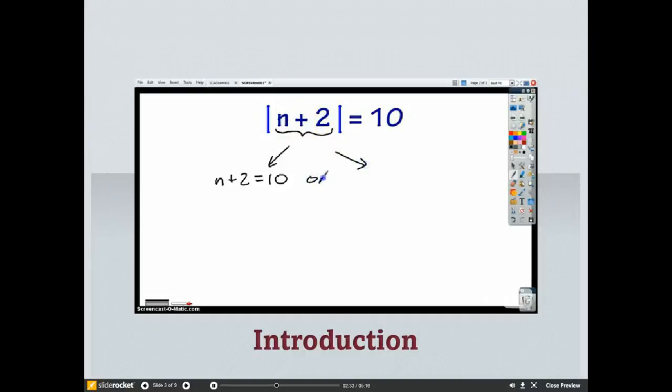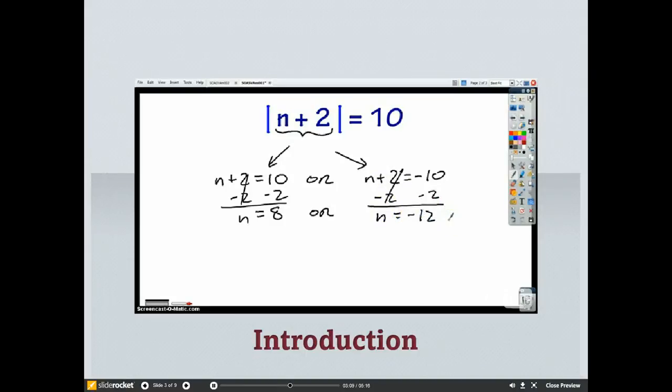Or, there's the other possibility. Because of what absolute values do with negatives, I can say to myself, n plus 2, I could also need that to change into a negative 10. Because when this becomes negative 10, I take the absolute value of it, I just get 10. So now I basically get two different equations, the positive version, the negative version, and then I solve them. In this case over here, I get n equals 8, or over here we solve n equals negative 12.